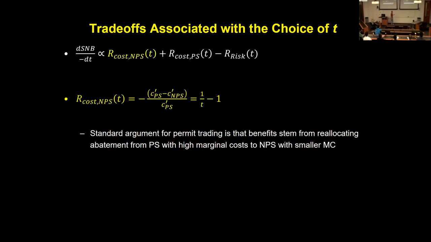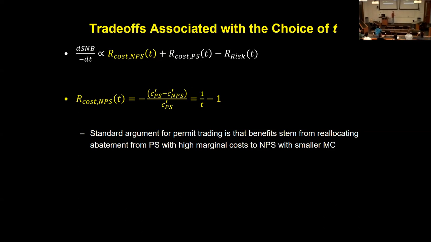So this first term with cost MPS, this is the negative of the difference between the marginal cost for point sources and non-point sources divided by the marginal cost of point sources. And in a market equilibrium, it's actually going to equal this, 1 over T minus 1. It'll be just a fixed value for any given T. And this just is because of the way the market happens. We said, you know, these marginal cost ratios should adjust to reflect T. So regardless of what these values are and what our current level of T is, it should always equal this thing, which makes life a little bit simpler.